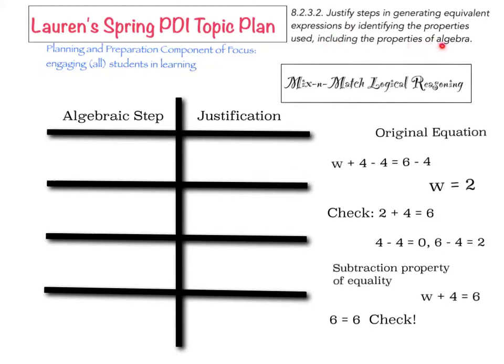grade standard here, which is justify steps in generating equivalent expressions by identifying the properties used, including the properties of algebra. Now, these properties of algebra are ones that you guys probably remember. They are the associative property, the commutative property, and the distributive property. Also, we want to make sure that they know their order of operations and how to use grouping symbols.